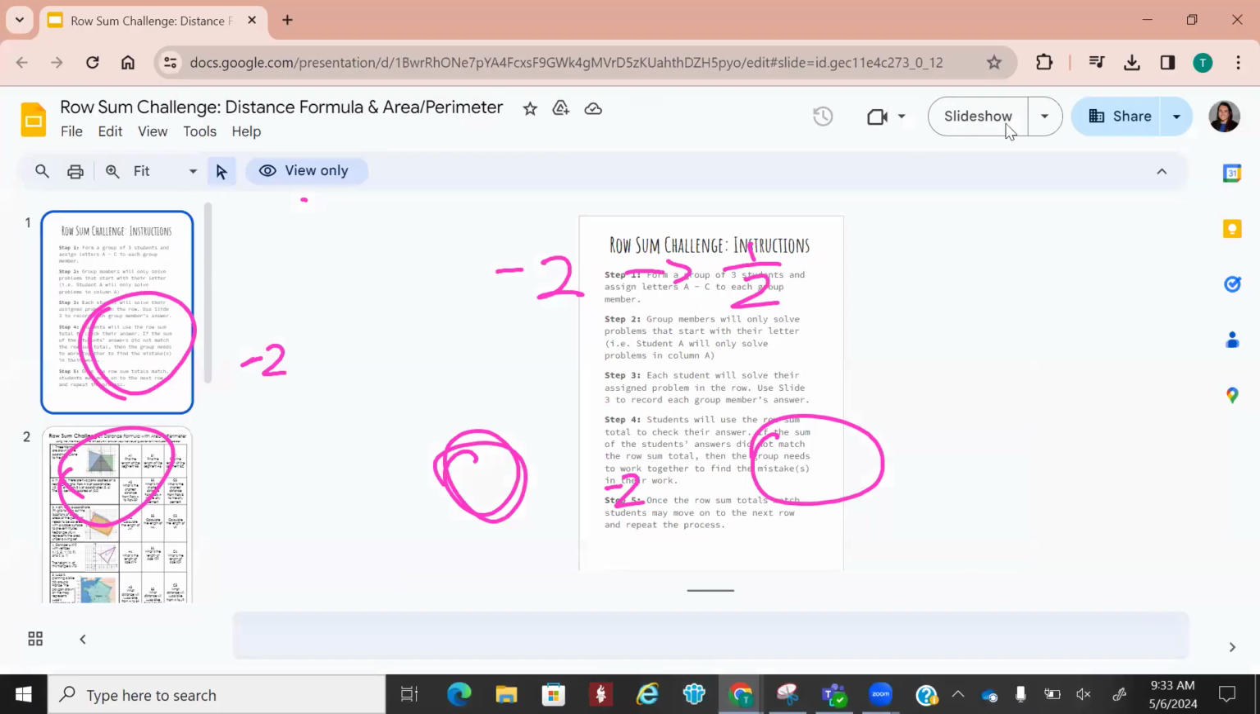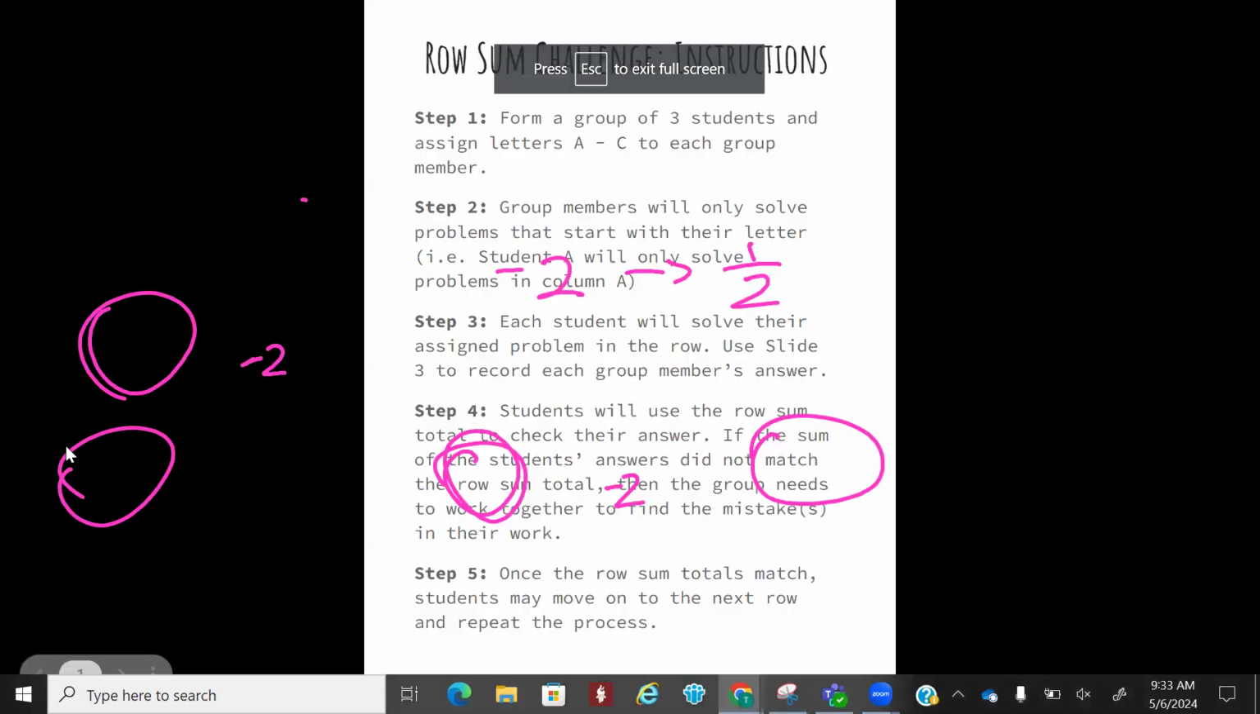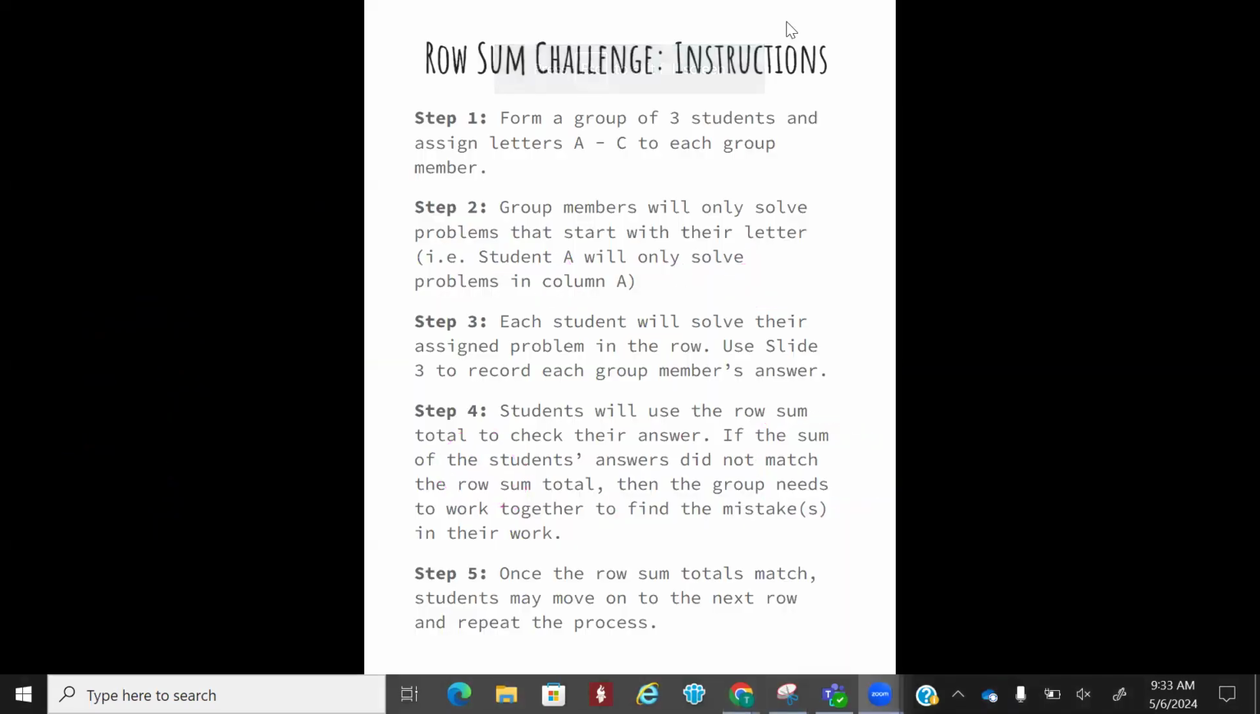All right, so what I'd like for you to do is take a look. Let's do this one. You're gonna get into groups of 3. Don't do more than 3 because otherwise it's like one person really doing the work and everybody else is just chilling. Group members are gonna only solve the columns that they are assigned to. So you're gonna pick a letter A through C. Each student's gonna solve their assigned problem in the row, and then you're gonna use the row to add them up to check their total answer.